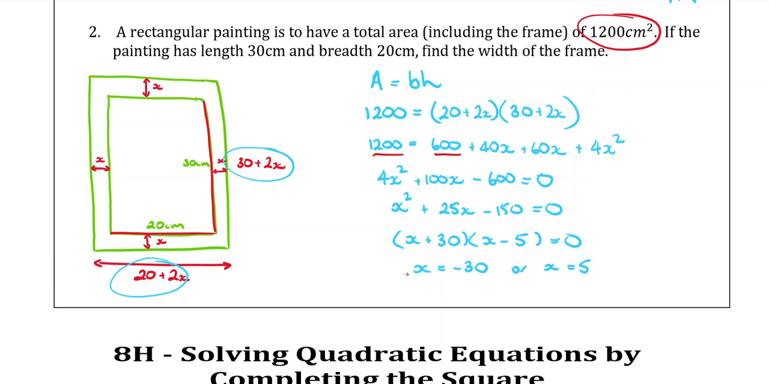And as usual, we have to be careful of these negative answers because x represents the width of the frame and you could not have a negative width. So this solution is disregarded. So therefore, the width of the frame is 5 centimeters.